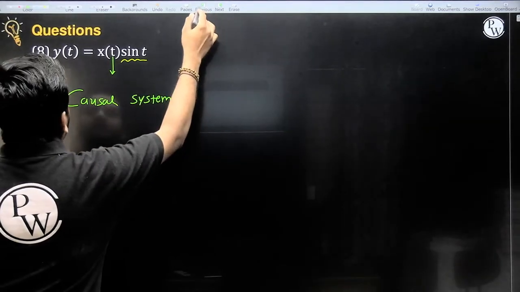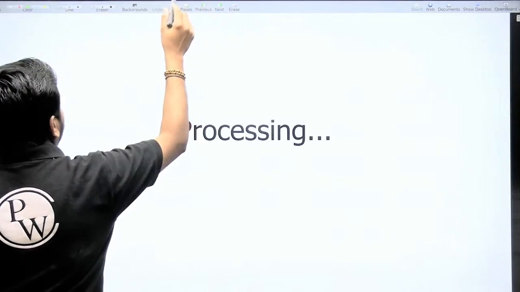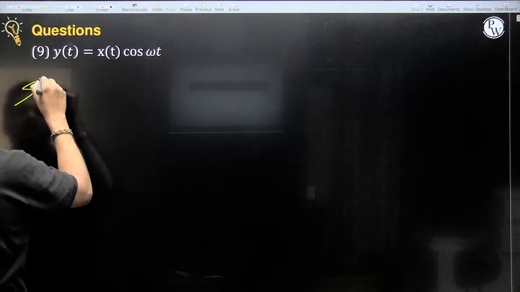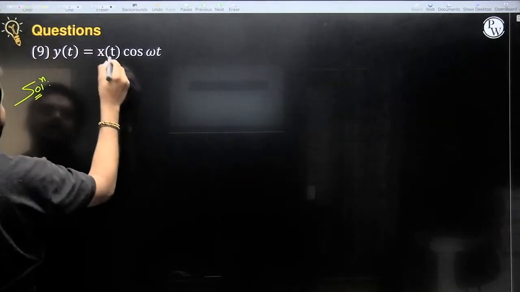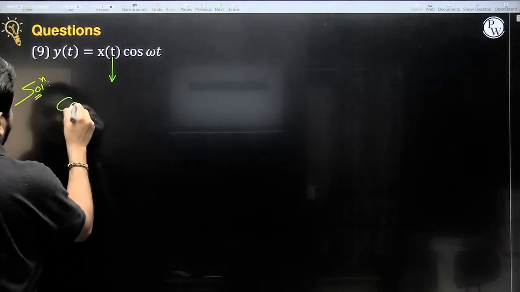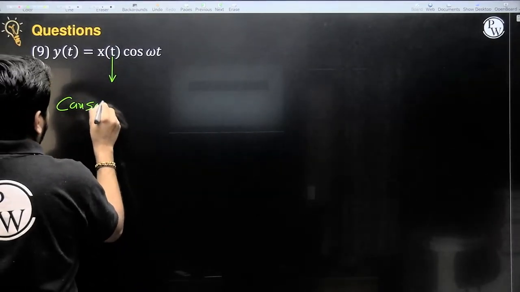Okay, see here. Let me take one more question. This one, again, is also a causal system. As we can see here, again no operation is performed on this variable. Again, we can say present output depends only on present input. So it is again a causal system.